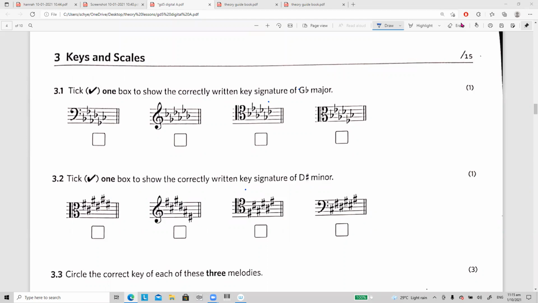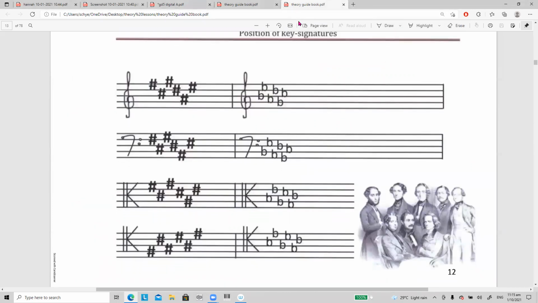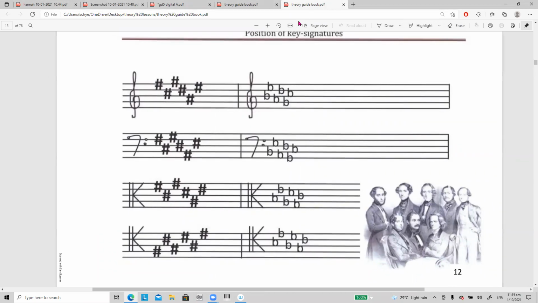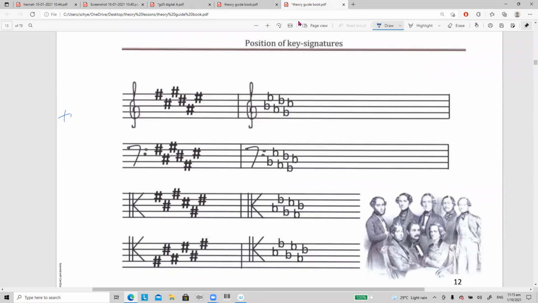Today's lesson is about question 3 of this digital grade 5 exam. For question 3, 3.1 is about the position of flats and sharps. For this question, you can take a screenshot of this. This is a chart that shows you all the correct positions for the treble, bass, alto clef, and tenor clef.